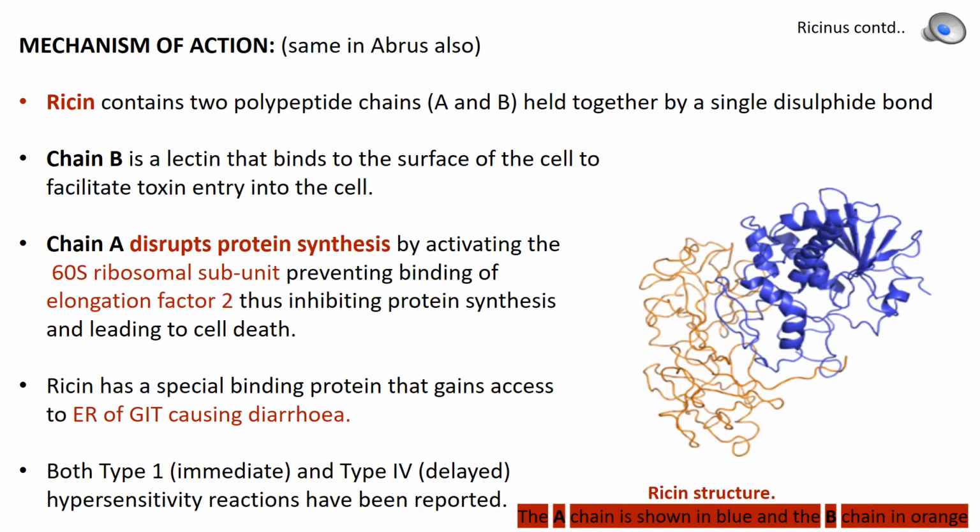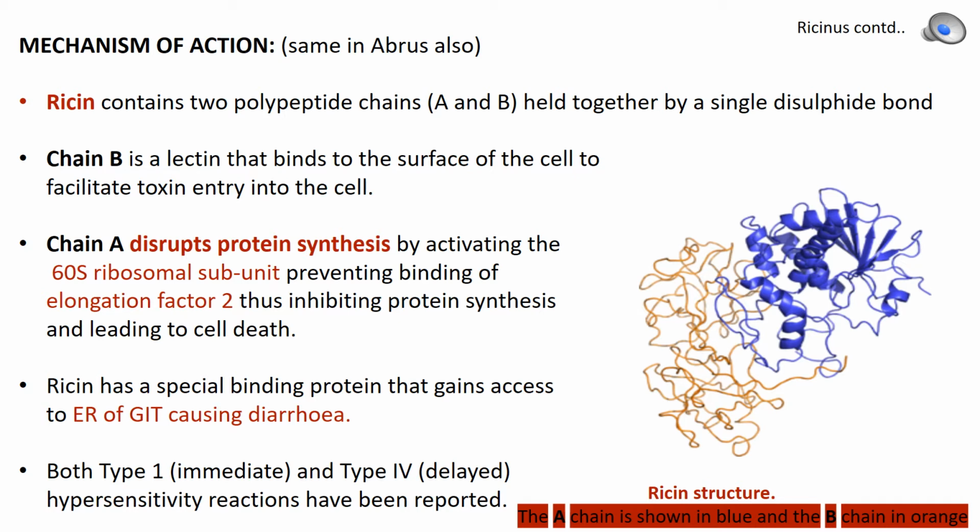So same thing as I said in the earlier slide, there is polypeptide A and B. The work of B is to help A enter the cell. Once polypeptide A enters the cell, it binds to the 60S ribosomes. And what's the function of ribosomes? For protein synthesis, right? So it inhibits the elongation factor 2 and protein synthesis is inhibited. So since there is no formation of protein, the cell will die because of agglutination and hemolysis. Okay.